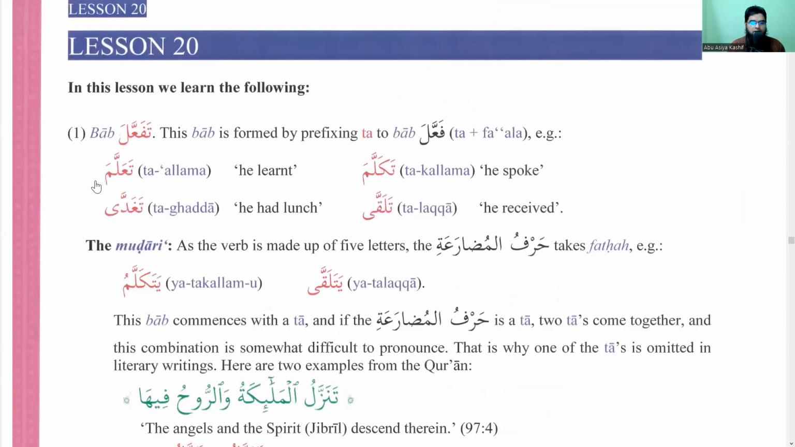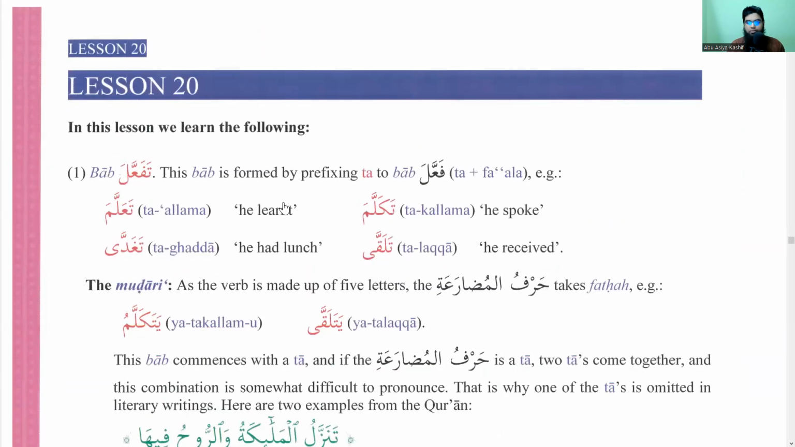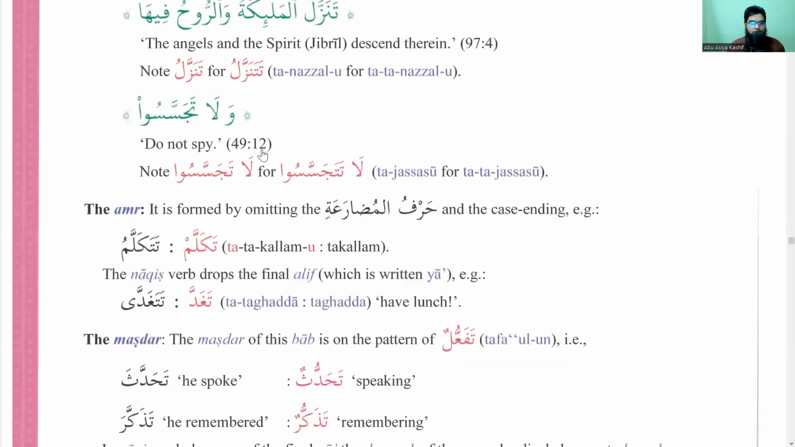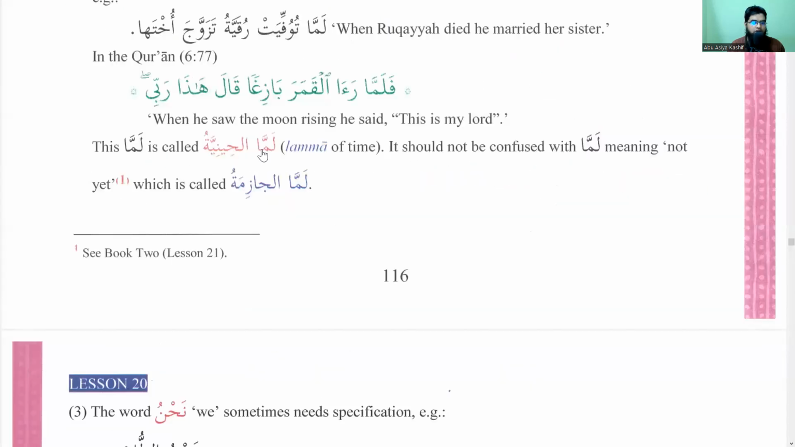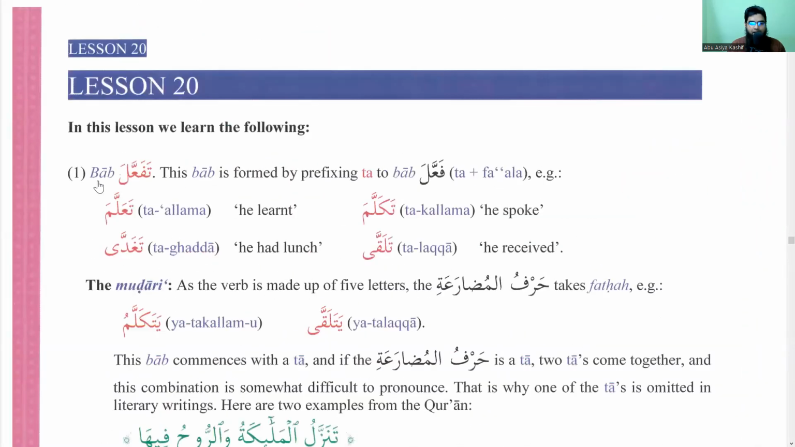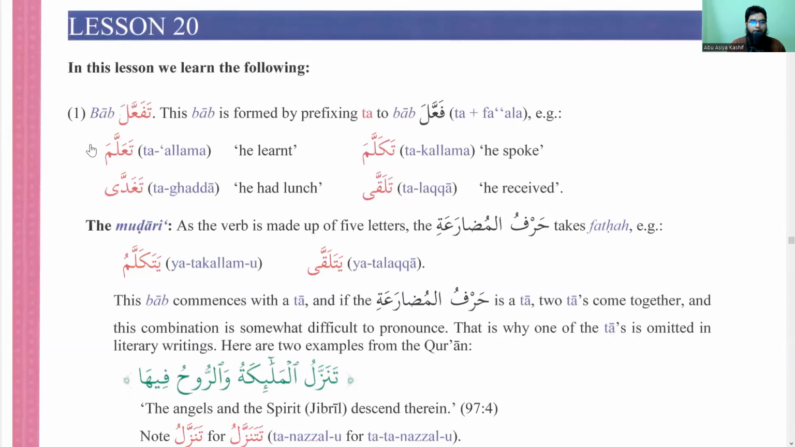Inshallah, we'll do one more lesson before we end the class today, inshallah. So how many points in this? Only just 3 points. We can do one more, I guess. In this lesson, we learn the following. We learn form 5 in this, right? Form 5. So what's form 5 again?